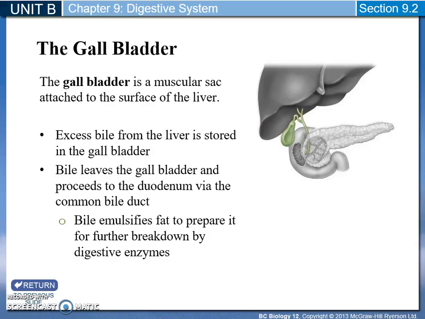The bile leaves the gallbladder and proceeds to the duodenum via the common bile duct, and it emulsifies fat to prepare it for further breakdown by digestive enzymes. And that covers most of the accessory organs for the digestive system, and we'll continue with the digestive system in the next video lesson.